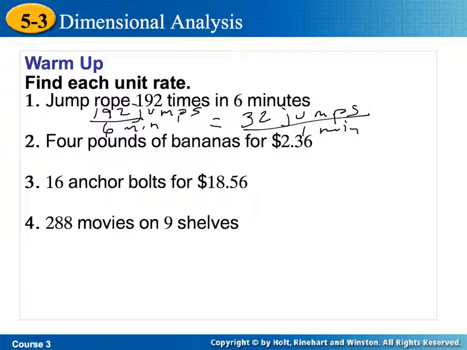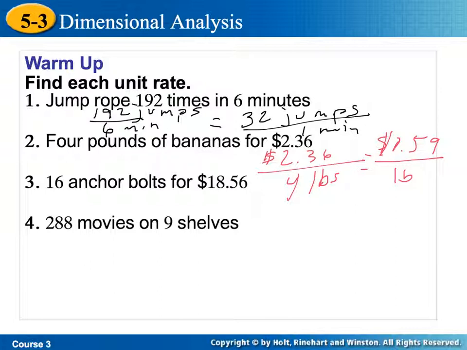Next one, we have 4 pounds of bananas for $2.36. Now, even though 4 pounds comes first, remember, we always put dollars on top. Dollars is in our numerator. So I take $2.36. Whoa. What are we doing here? That was an ugly, ugly label. All right, so we have $2.36. We have 4 pounds. And when I convert that, I will divide by 4, and my answer is going to be 59 cents, 0.59, per pound. Not bad. 59 cents per pound.